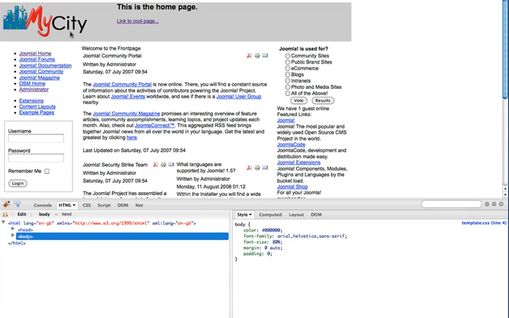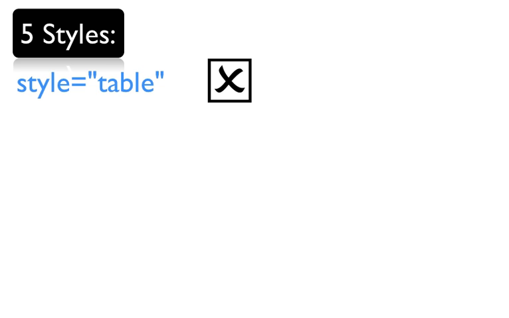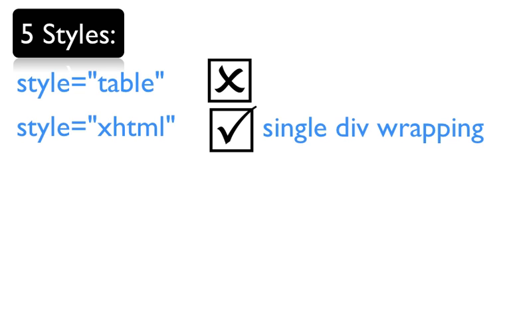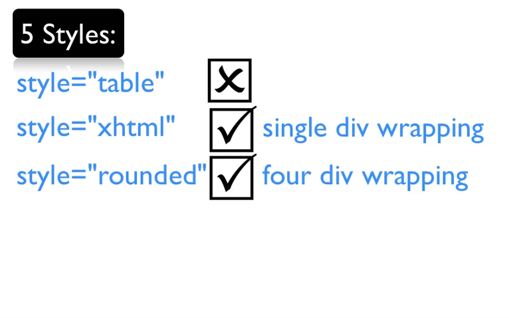Alright, let's talk about modules and styling our modules. There are 5 different ways to style a module. Style equals table, which you'll never use. Style equals XHTML gives a single simple div wrapping around the module. Style equals rounded: 4 divs are wrapped around the module so you're able to create rounded corners.